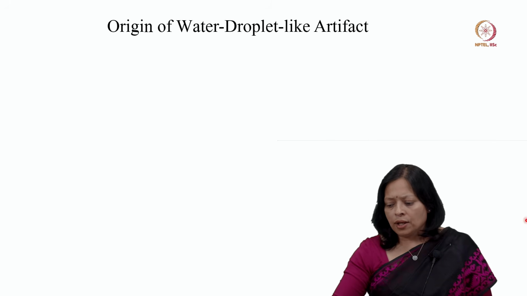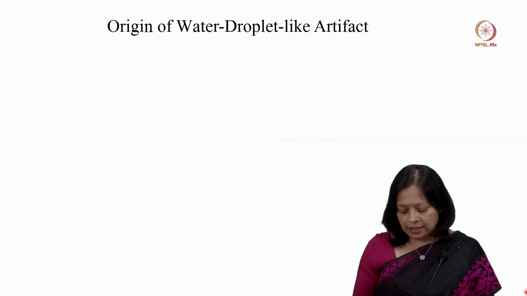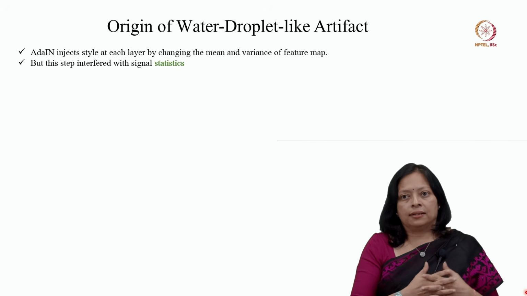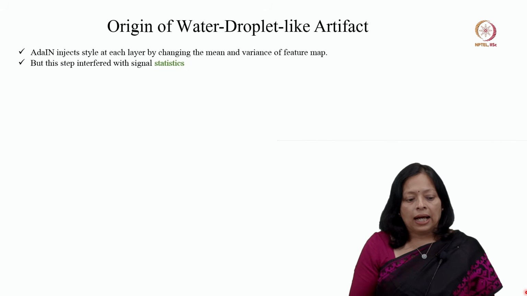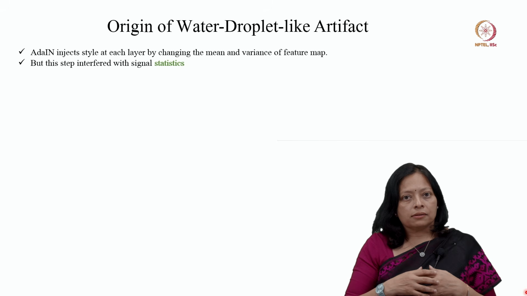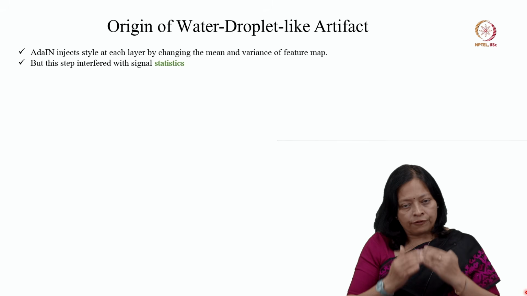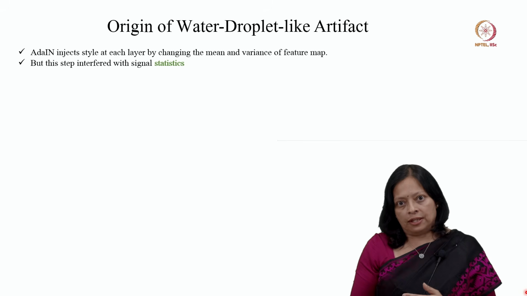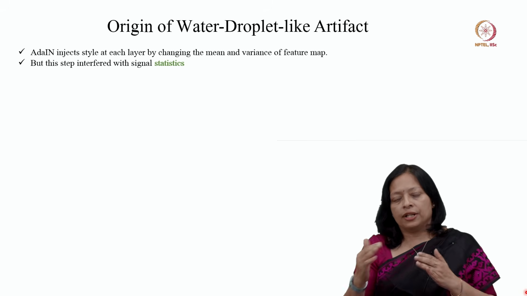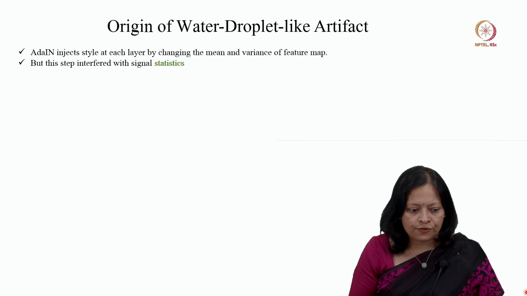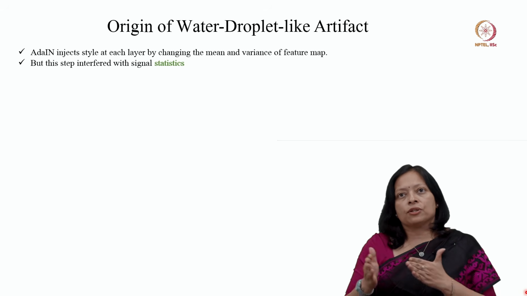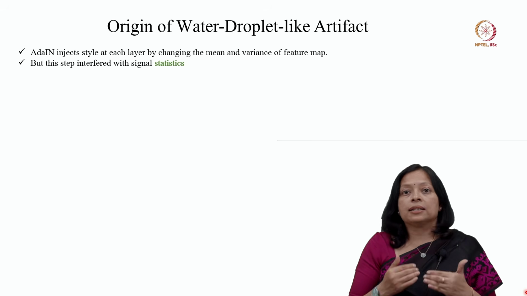Now, we have to see what is the origin of these water droplet like artifacts. As I was telling, in the traditional StyleGAN that we have studied before, AdaIN injects styles at each layer, and when AdaIN operates on a feature map, it normalizes the mean and variance of the feature map. So, this is known to us. It first normalizes and then modulates with the style parameters that are coming from the affine transformation. But this step of normalizing the mean and variance of the feature map interfered with the signal statistics.